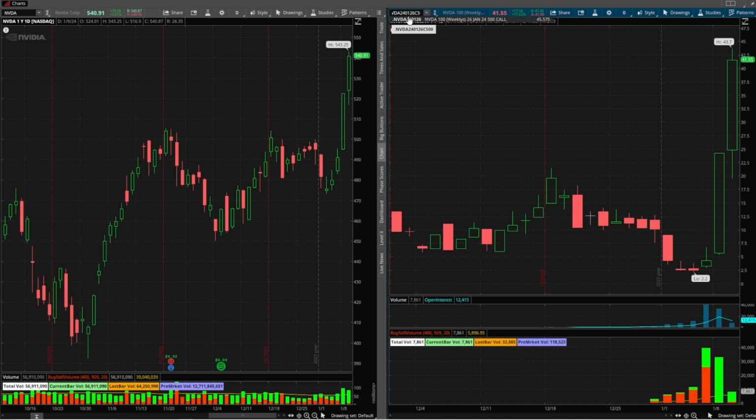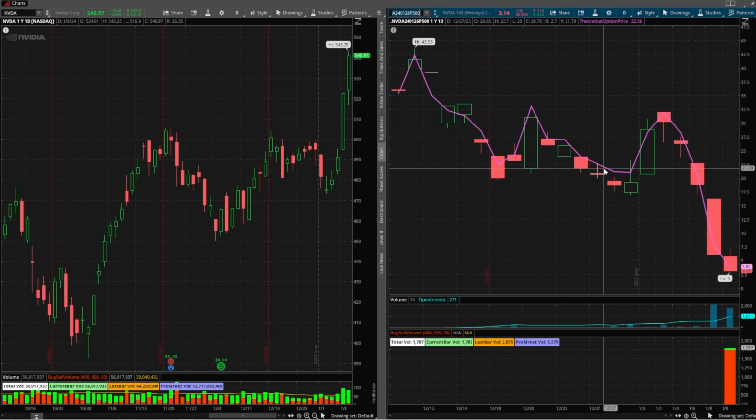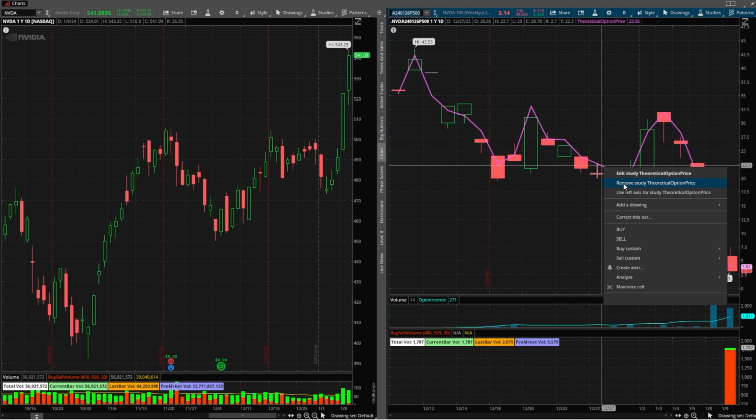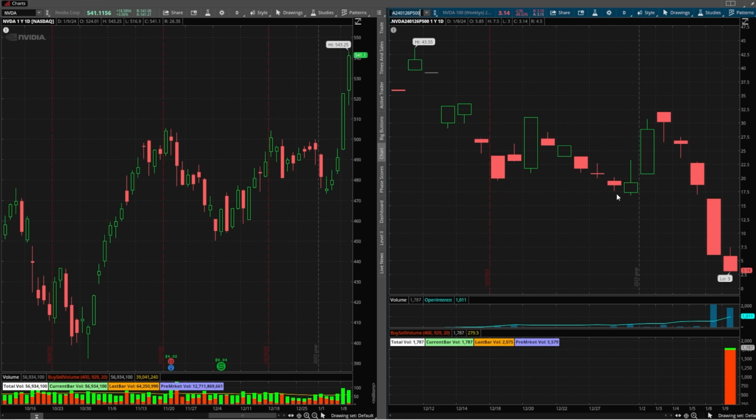So these are the puts for Nvidia for $500, 2 weeks out.